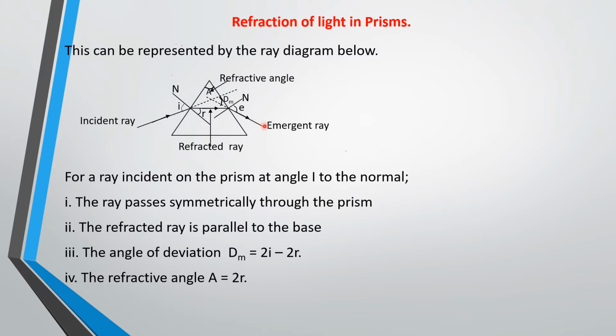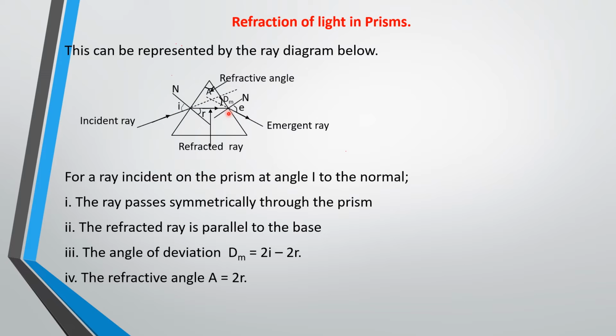This angle is called the emergent angle. As the ray passes through the prism, the refracted ray is bent towards the normal, and as it comes out of the prism, it is bent away from the normal. The angle between the emergent ray and the normal is called the emergent angle. Then this is the refracted angle, and this is the incident angle.